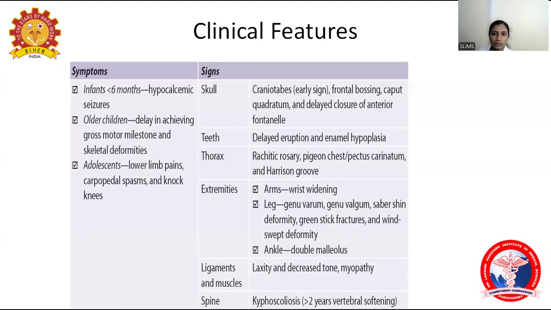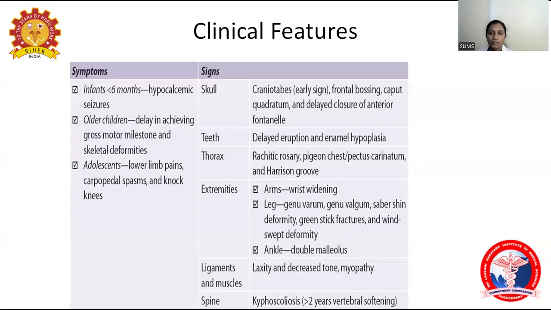Coming to the thorax, in the ribs there is a beaded appearance called rachitic rosary. The chest will also appear like a pigeon chest, pectus carinatum. There may be a groove on either lateral side, which is called Harrison's groove. In the extremities, coming to the arms, wrist widening is a very common feature. The wrists and hands usually appear the same, where the wrist will be widened.